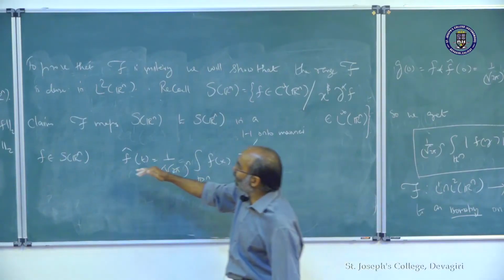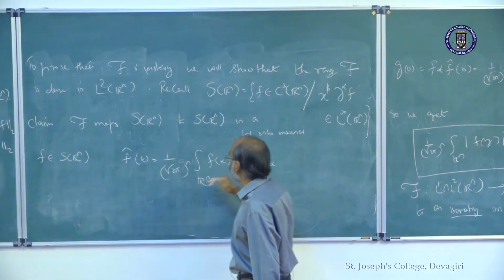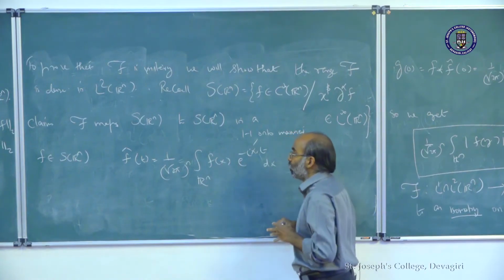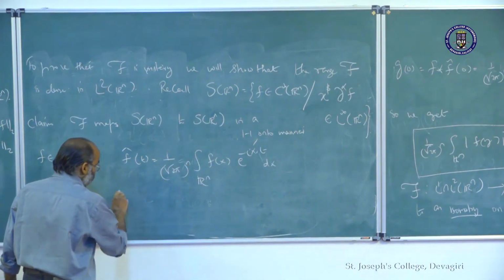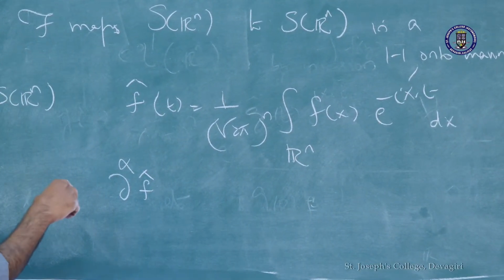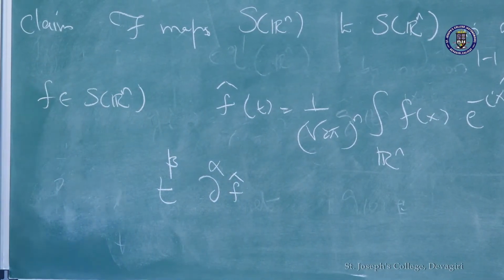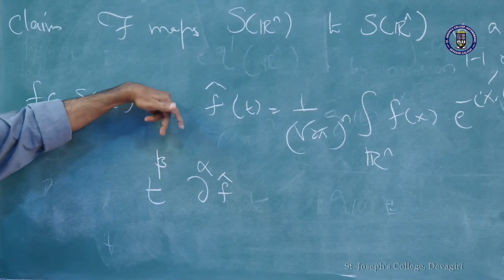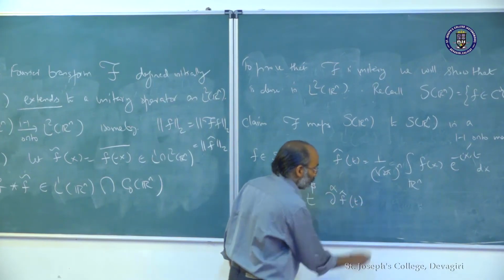So, I need to differentiate this as many times as I want, multiply it with a polynomial, and see that whatever I get here is a bounded function. This is all I have to do. Okay. So, let us do that. Let us differentiate this f hat first and multiply by some polynomial. Remember, all these are multi-indices: alpha is alpha 1, alpha 2, up to alpha n, beta is beta 1, beta 2, up to beta n, and so on.